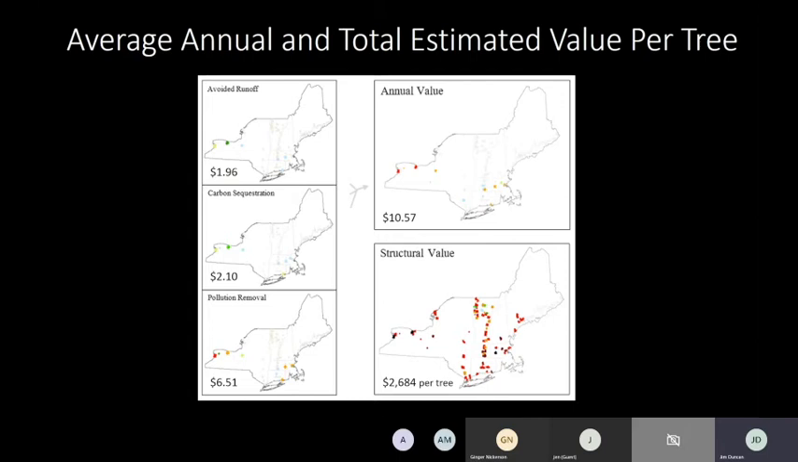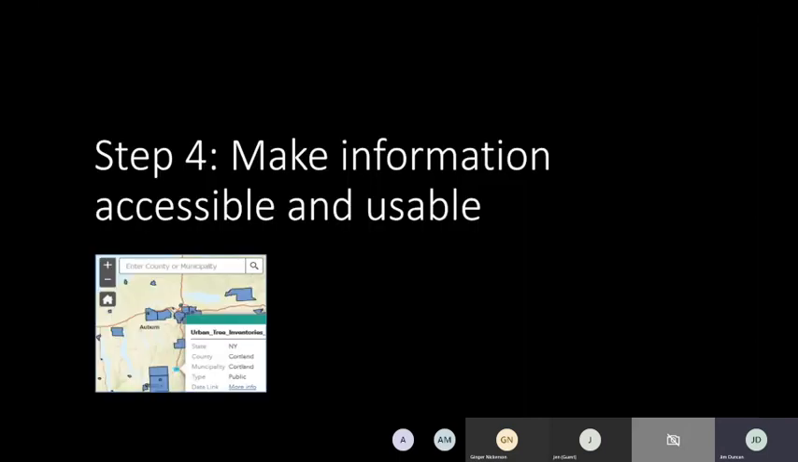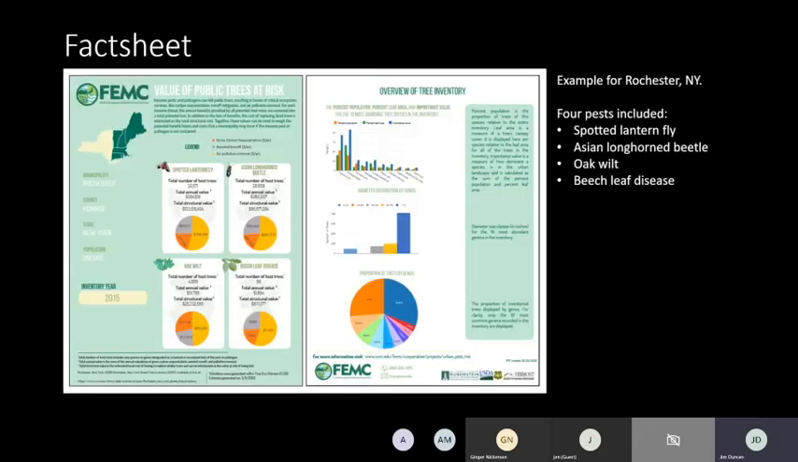So all of this information is summarized in the report that we produced, but more importantly than a report, we wanted to try and make information accessible and usable. And to do this, we took two tacks. One is to come up with a fact sheet. We didn't want to rely on people to dig into a data set or a report to get this information out. So we created a customized fact sheet for each municipality that's data driven, so it's easy to update.